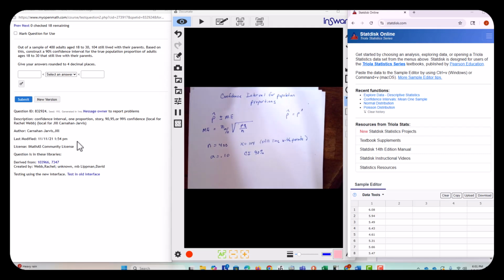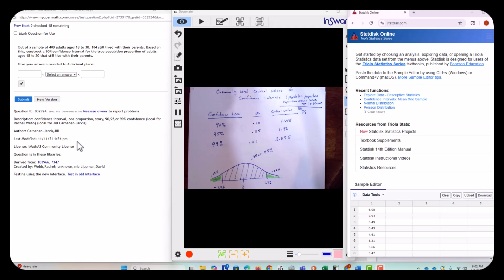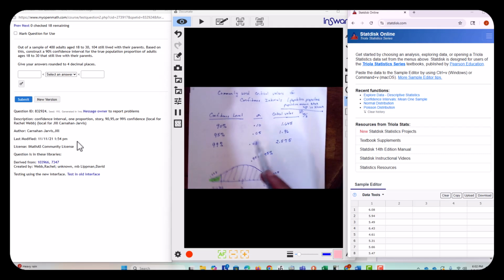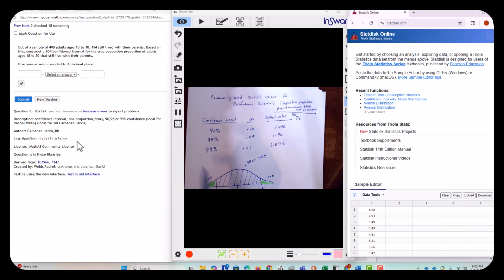And if I haven't said it before, the common confidence levels when we're using Z sub alpha over 2 are 90, 95, and 99, if you had to calculate by hand. If you do a 90% confidence interval, the width of your confidence interval is smaller than a 95% interval because you're less confident. If you're 95% confident, then the width of that interval gets larger. And if you're 99%, it gets even larger than that.